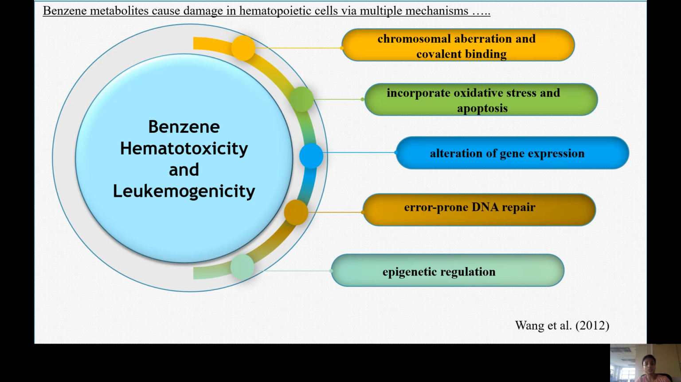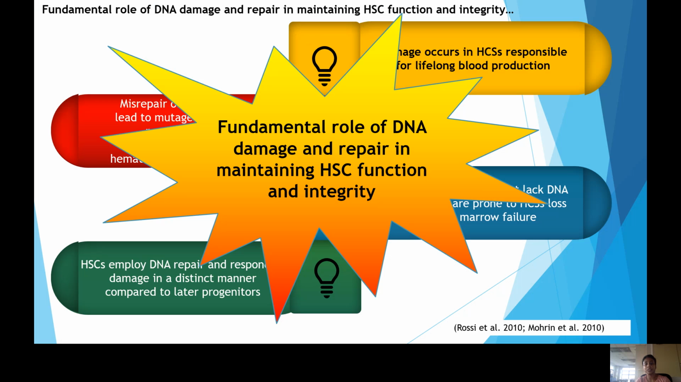Actually, benzene hematotoxicity and leukemogenicity have been reported to occur via multiple mechanisms, which involve chromosome aberration, oxidative stress, alteration of gene expression, error-prone DNA repair, and also epigenetic regulations.